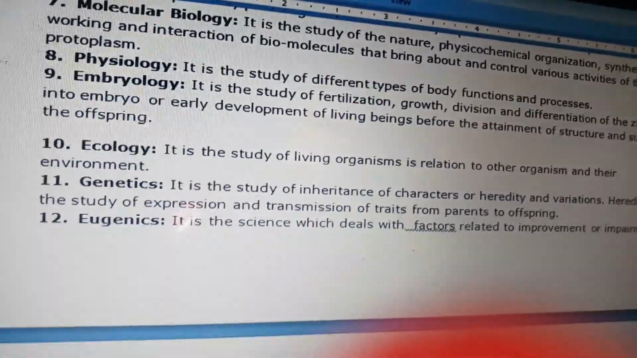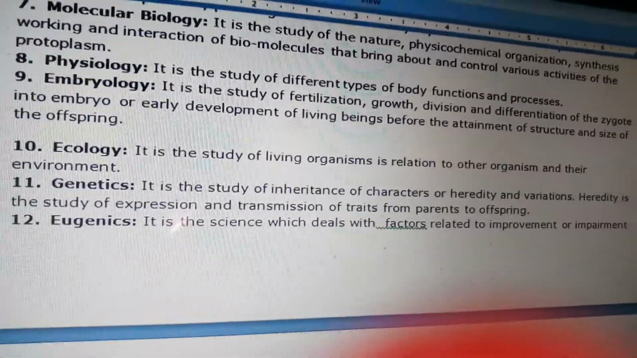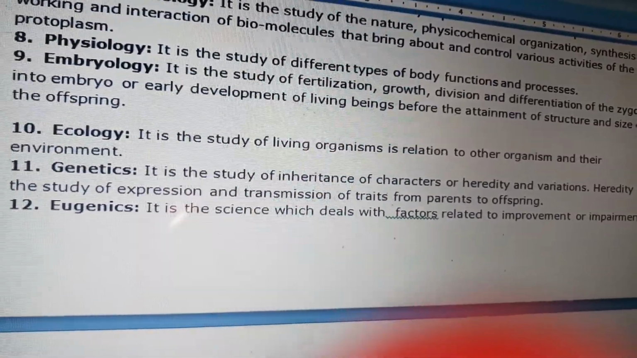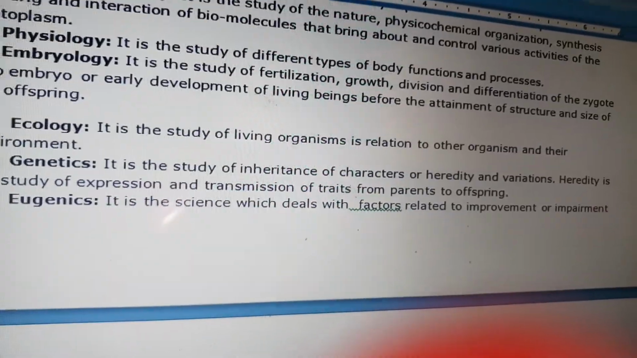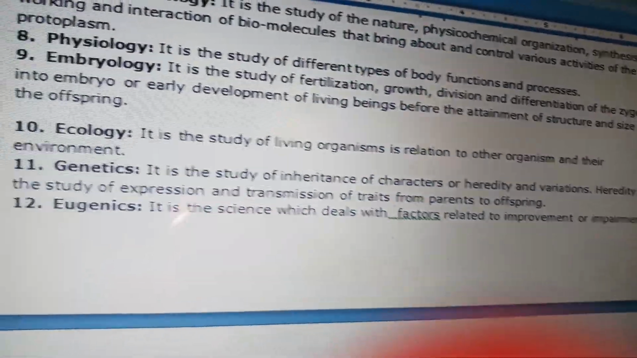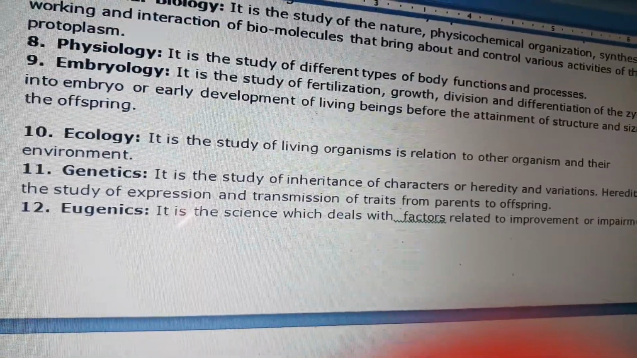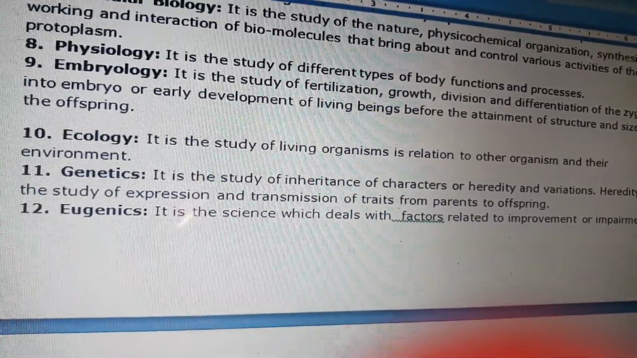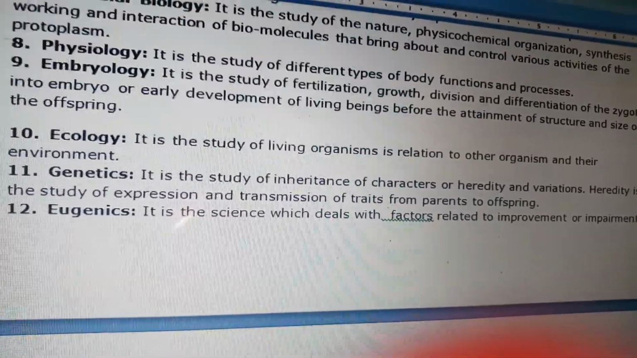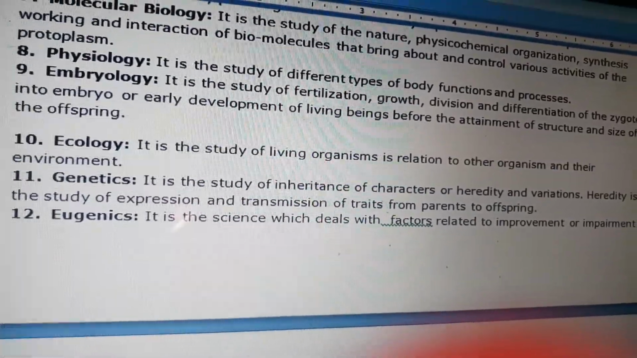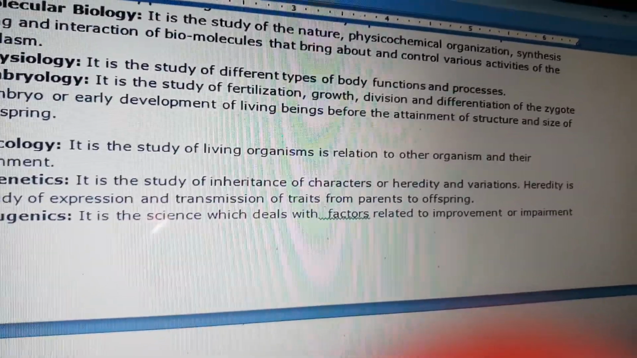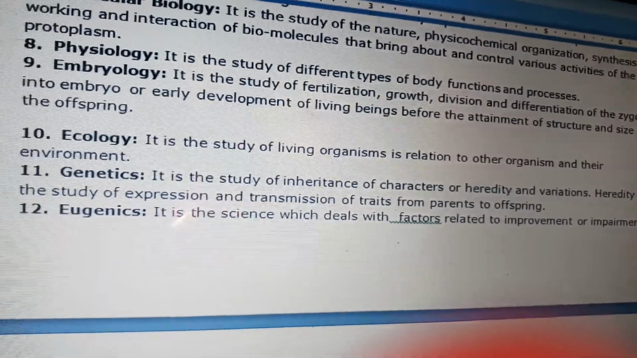Now ecology, the next term you can see, is related to the environment that we live in. Ecology is the study of living organisms in relation to other organisms and their environment. So it is again very important. We have to keep our environment less polluted so that it may not affect us. Ecology is the study of living organisms in relation to their environment.